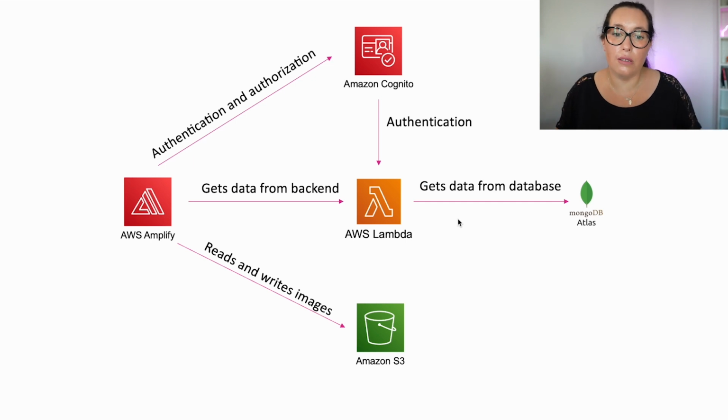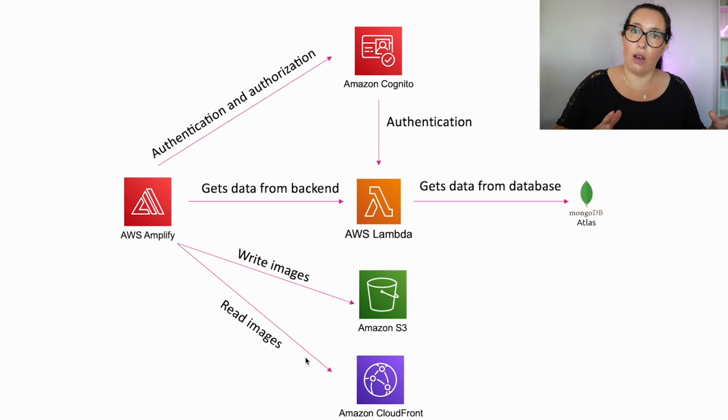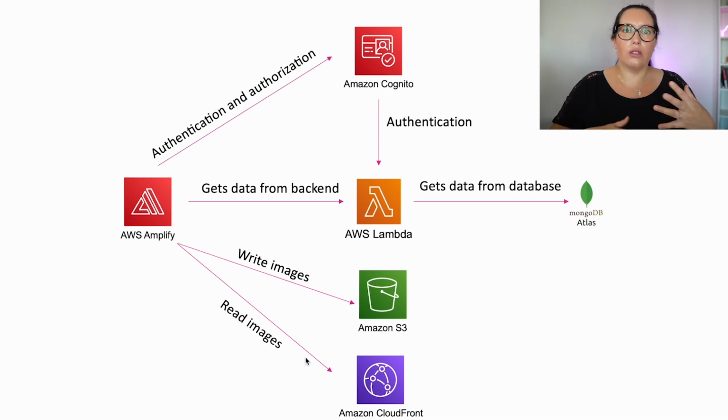So what we want to do now, well, we want to change that a little bit and add a CloudFront distribution. Now we want to write images to the bucket and then read images from the CloudFront distribution. Not that many users are going to write, so that's okay. But everybody's going to read, and they are going to read multiple images at the same time, and we want that experience to be fast.